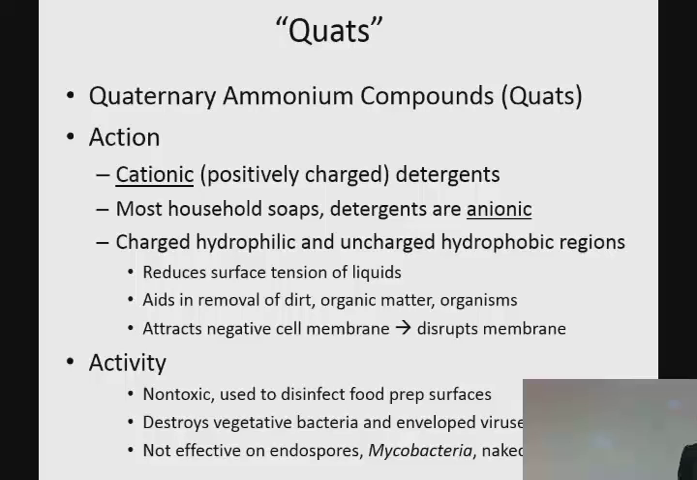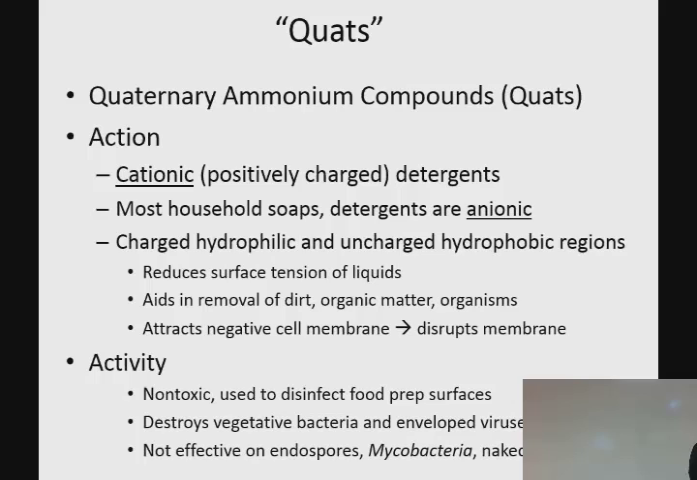Now, why is the cell membrane negative? How can we remember that? What is the charged part of the cell membrane? Phosphate, right? Phosphate on that lipid. The lipid is the hydrophobic part, the phosphate is the hydrophilic part, and what is the charge of a phosphate? It is negative. So if you have a positive detergent, you're going to attract that cell membrane, you're going to be much better at disrupting the membrane.